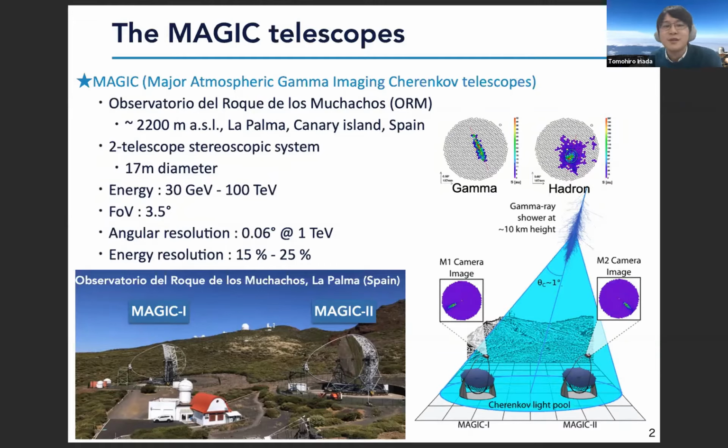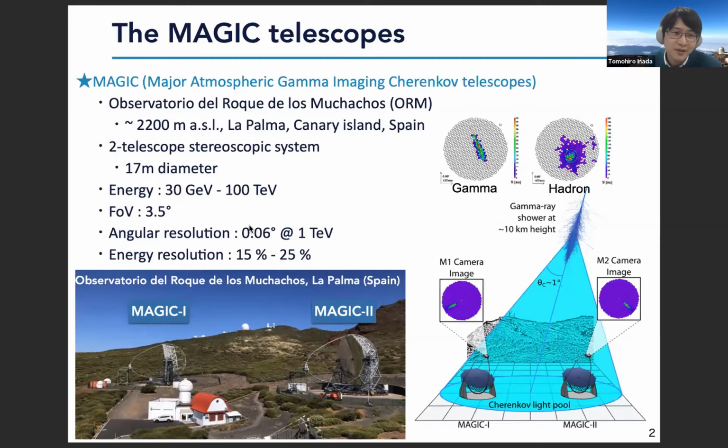The MAGIC Telescope is located at the Roque de los Muchachos Observatory in La Palma, one of the Canary Islands in Spain, at a height of 2,200 meters. Here you can see the two telescopes, MAGIC 1 and MAGIC 2, so-called. We operate the telescopes from the building at the center, the red building. Both telescopes have identical shapes and a 17 meter diameter.